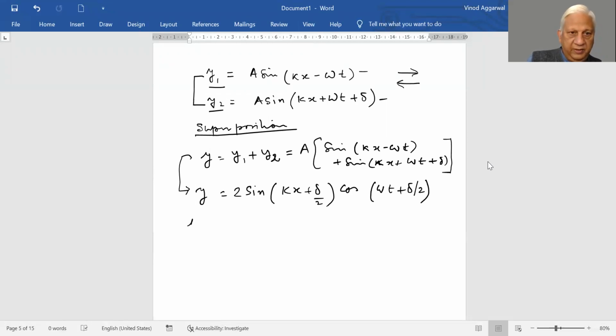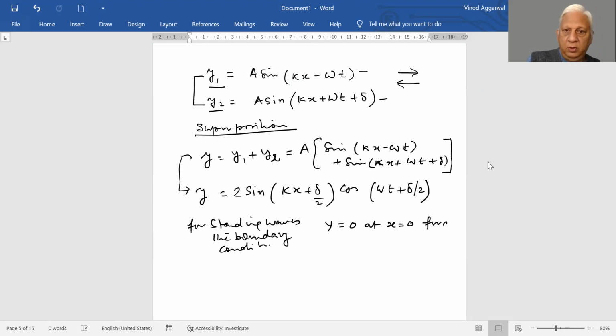Now we know for standing waves, the boundary conditions are that y is equal to 0 at x is equal to 0 for all time, for all t, meaning whether we take this wave or whether we take this wave, what is common is that at x is equal to 0, y is... this is x direction, this is y direction.